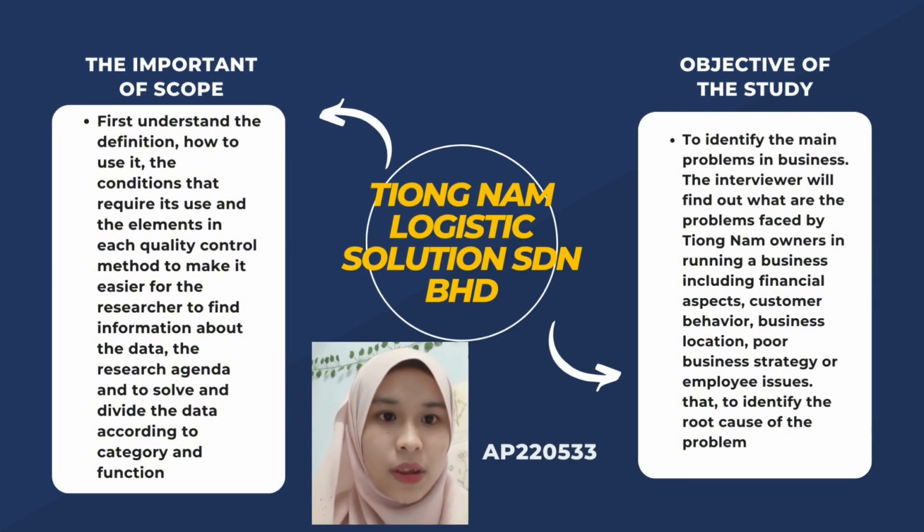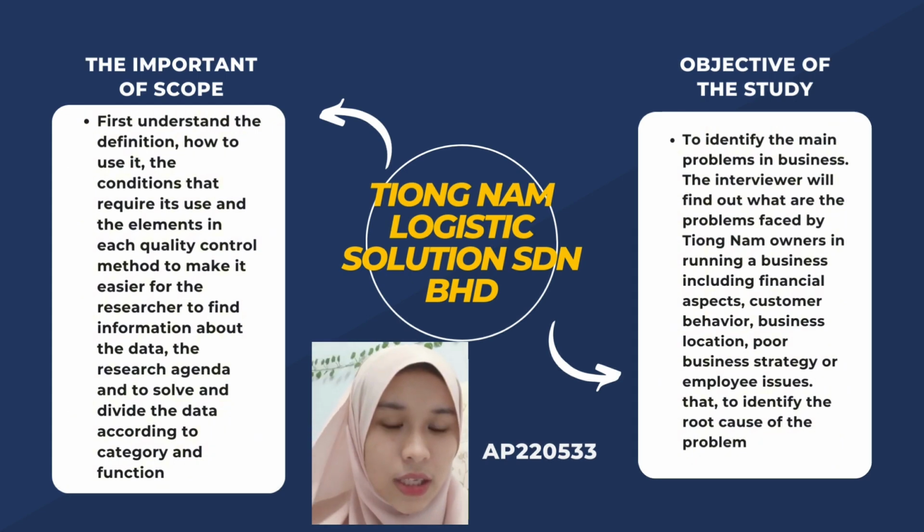The importance of the scope of study. First, to understand the definition, how to use the quality tools, the conditions that require their use, and the elements in each quality control method, to make it easy for the researcher to find information about the data and the research agenda, and to solve and divide the data according to category and function.